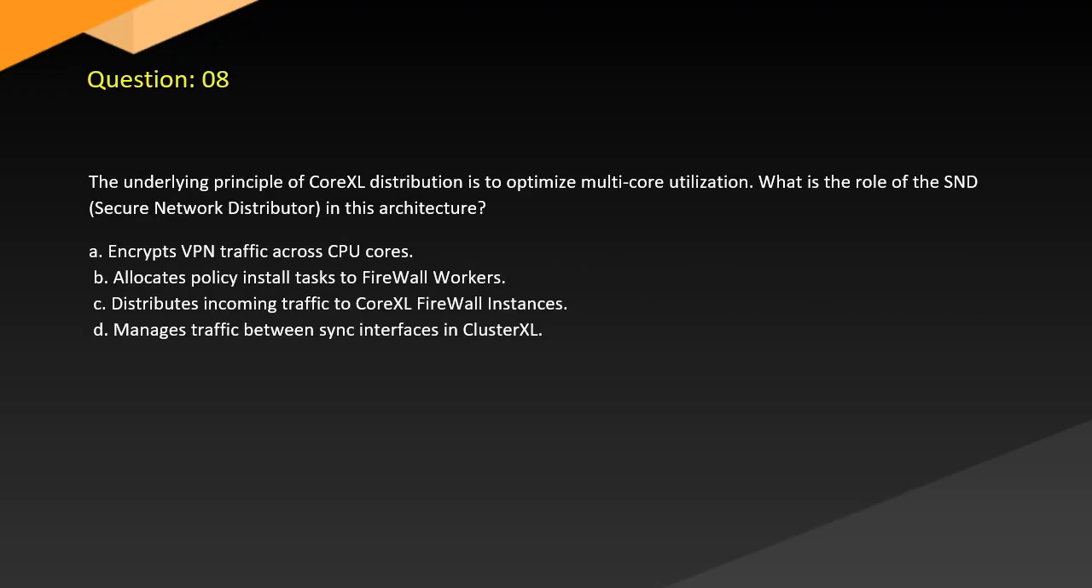Question 8. The underlying principle of CoreXL distribution is to optimize multi-core utilization. What is the role of the SND, Secure Network Distributor, in this architecture? A. Encrypts VPN traffic across CPU cores. B. Allocates policy install tasks to firewall workers. C. Distributes incoming traffic to CoreXL firewall instances. D. Manages traffic between sync interfaces in ClusterXL.